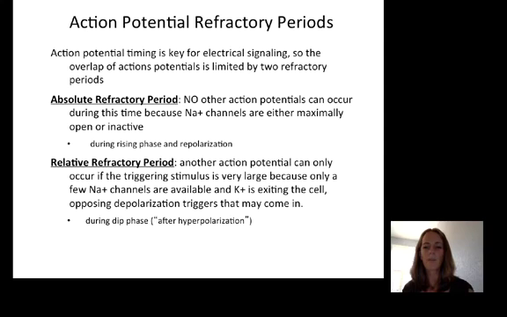So look on the graph. When is potassium leaving the cell and sodium channels are starting to reset? This is actually during the after hyperpolarization, or what we call the dip phase. At this point, you could have a second signal to a neuron, but it needs to be a very strong signal to get two signals close together.